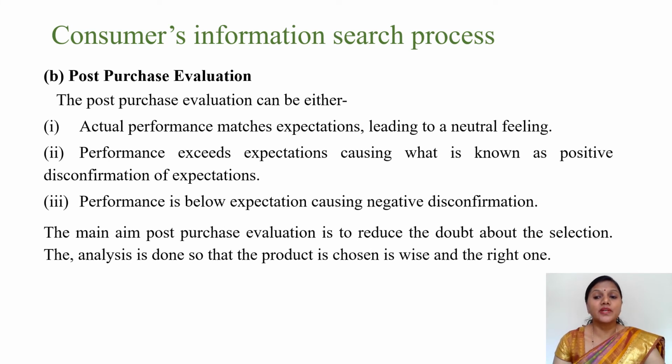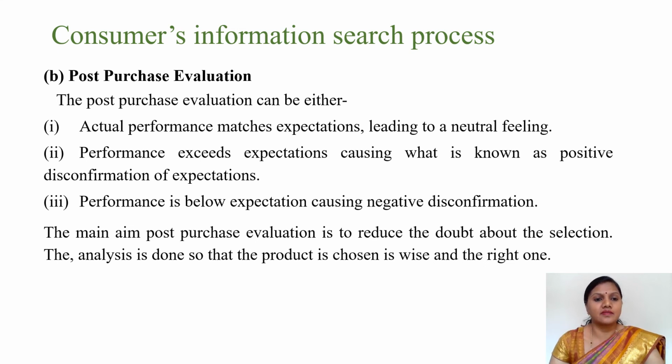B, post-purchase evaluation. This is the final step in the consumer's information process. So the final output is post-purchase evaluation. Here the consumer is going to compare his expectations with what he gets from the product. Before purchasing the product, he will have some expectations about the product, right? For that expectation, he is going to compare now.